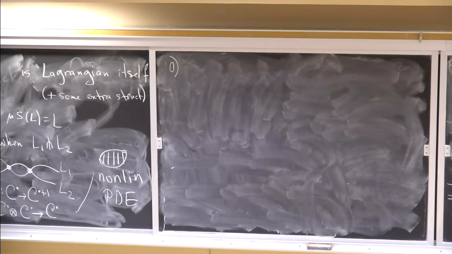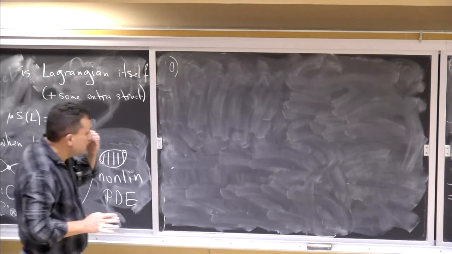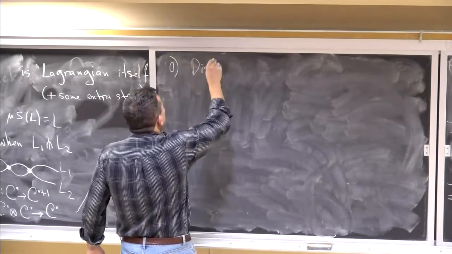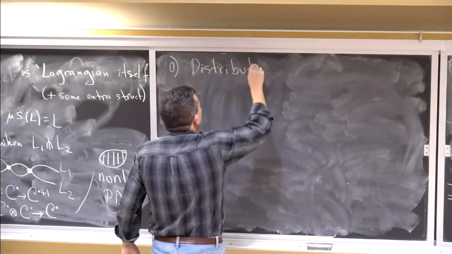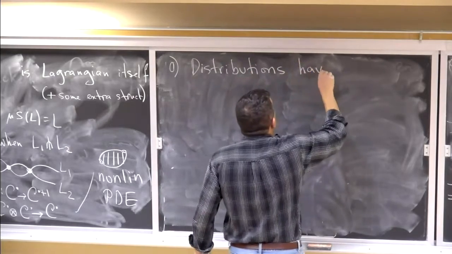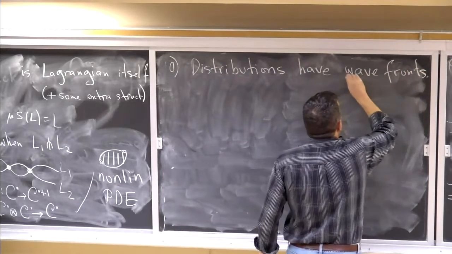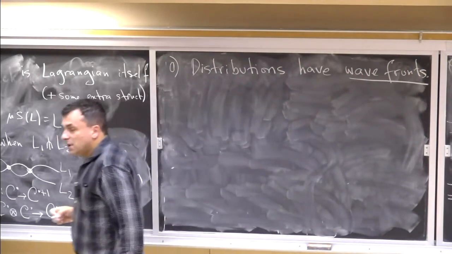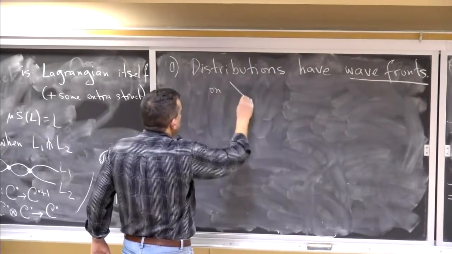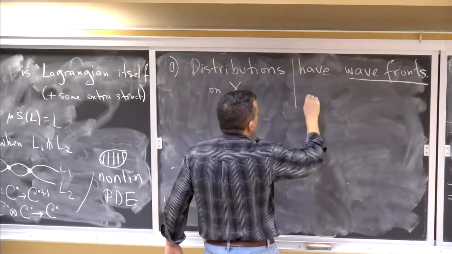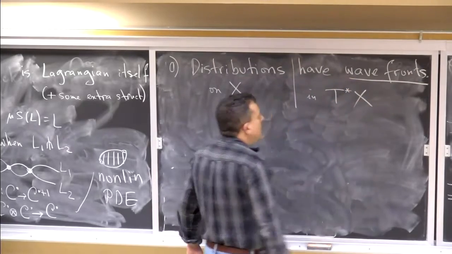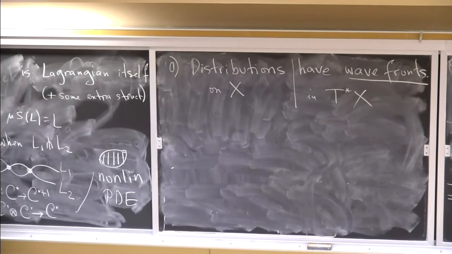Let me give a kind of motivating example, which won't go anywhere, because I don't know if it would be maybe interesting, but I don't know how to say it. First of all, if you have a distribution on a manifold X, it has a wavefront, which is again often a Lagrangian, closed, conical submanifold of T star X.